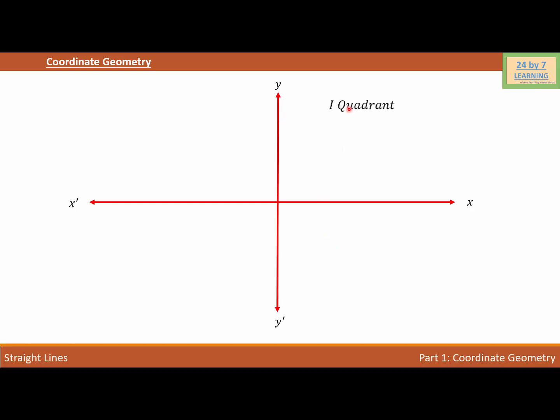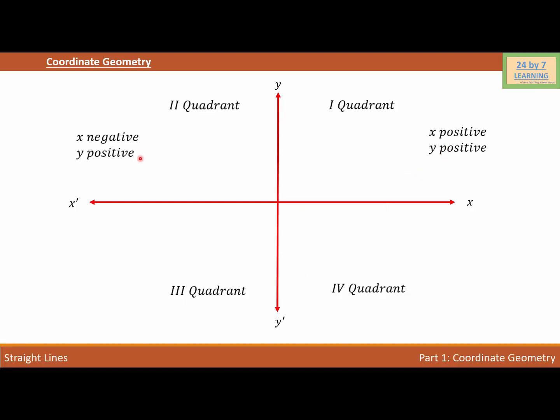So this is my first quadrant. This is the second quadrant. This is the third quadrant. And this is the fourth quadrant. If you look closely, you can see that the value of x is positive on this side and negative on this side. The value of y is positive above the x-axis and negative below the x-axis. So we can say that x and y are both positive in the first quadrant, x is negative and y is positive in the second quadrant, x and y are both negative in the third quadrant, and x is positive and y is negative in the fourth quadrant.